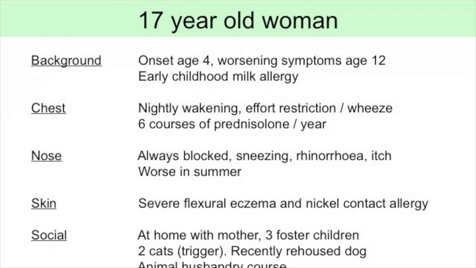So what does severe asthma actually look like? And this is an example from the clinic that I run. This is a 17-year-old woman. I'd be interested to know whether you see these patients as well. I'm sure you do. Very typical example of a young woman with very severe asthma. Onset aged 4, with symptoms worsening by the age of 12. She had early milk allergy, so she's a classic example of the beginning of the atopic march. Her chest is very poorly controlled. She's had 6 courses of oral steroids in the past year. Her nose is always blocked.